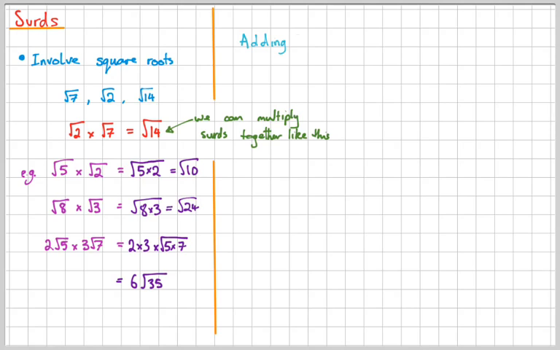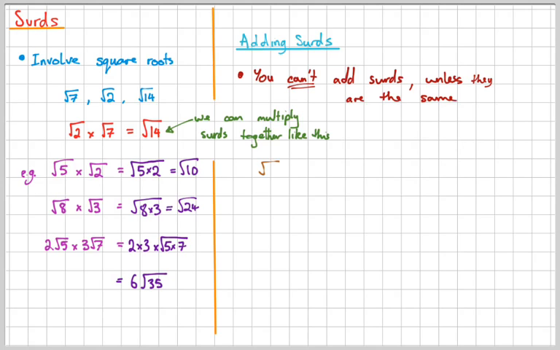Now we're going to look at adding surds. You can't add surds together unless they are the same. What do I mean? Well, two surds like root 3 plus root 2, you can't add them together. That's not equal to root 5. Root 3 plus root 2, if you did it on your calculator, you get 3.146, etc. And root 5 on your calculator is 2.236. These are not the same. But we can add surds when they are the same.